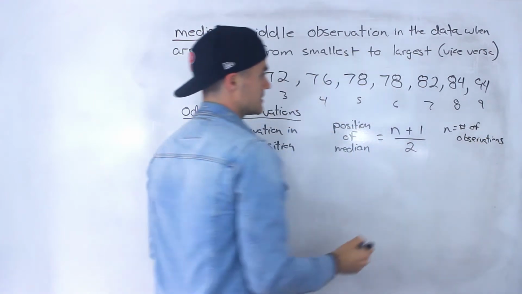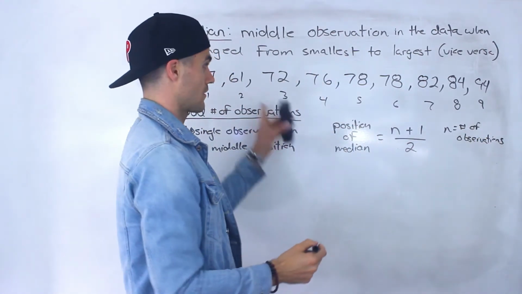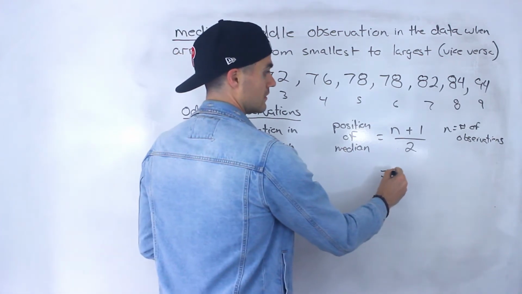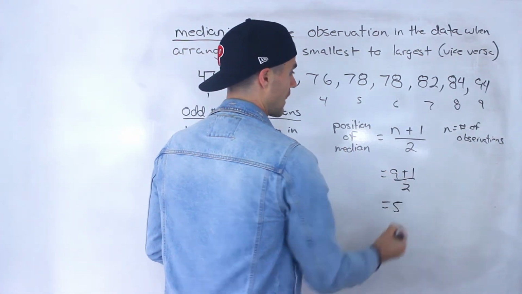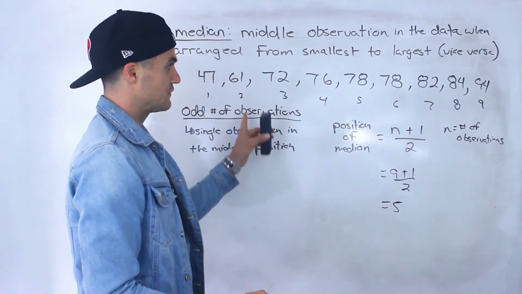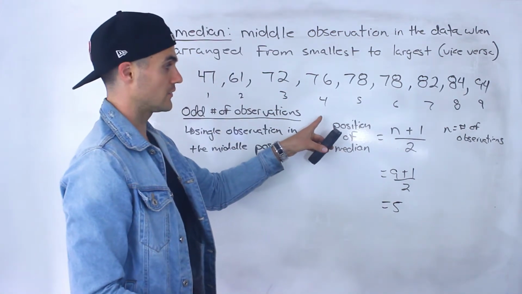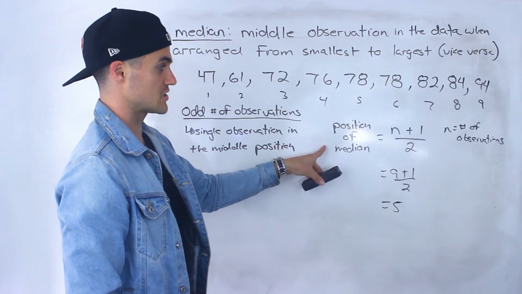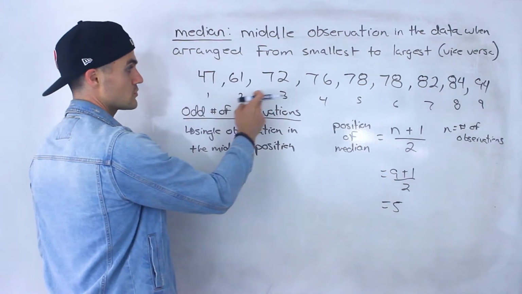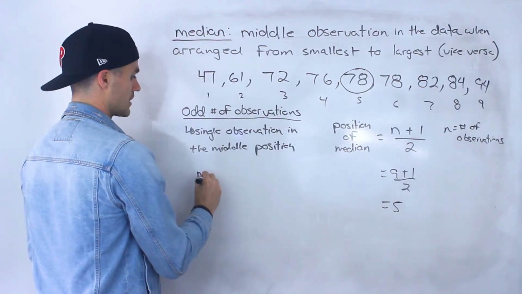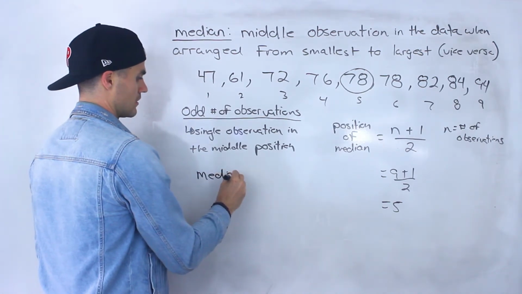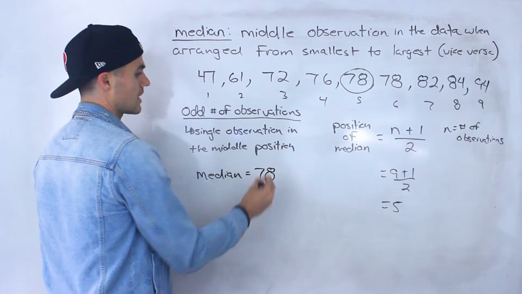So in this case, how many observations are there? There's 9. So it would be 9 plus 1 divided by 2, which would give you 5. So it's the fifth value, the fifth observation, the fifth position that is the median. So 1, 2, 3, 4, 5. And so the median is just going to be the 78.